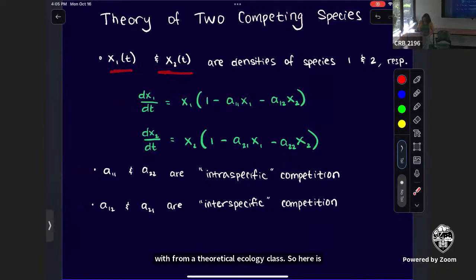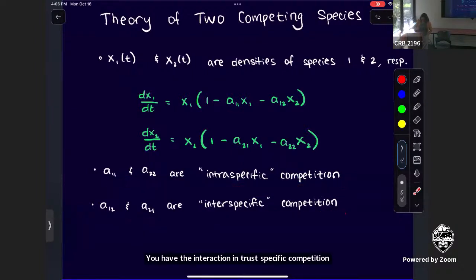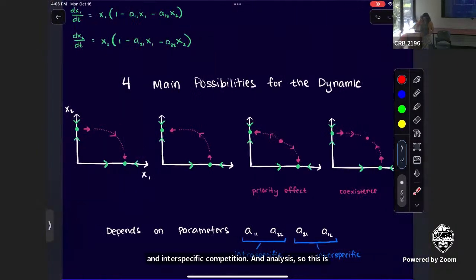It models two different species, their densities, through a differential equation system where you have the species densities and then a growth rate that depends on these interactions. You have intraspecific competition and interspecific competition. This is a two-dimensional system, and it turns out we can fully analyze in some sense the possibilities and classify the possibilities of the dynamics.